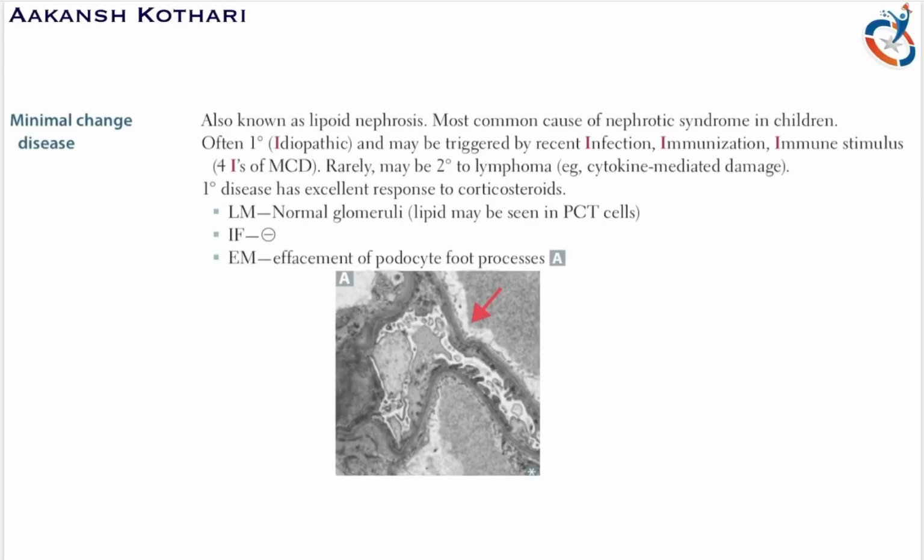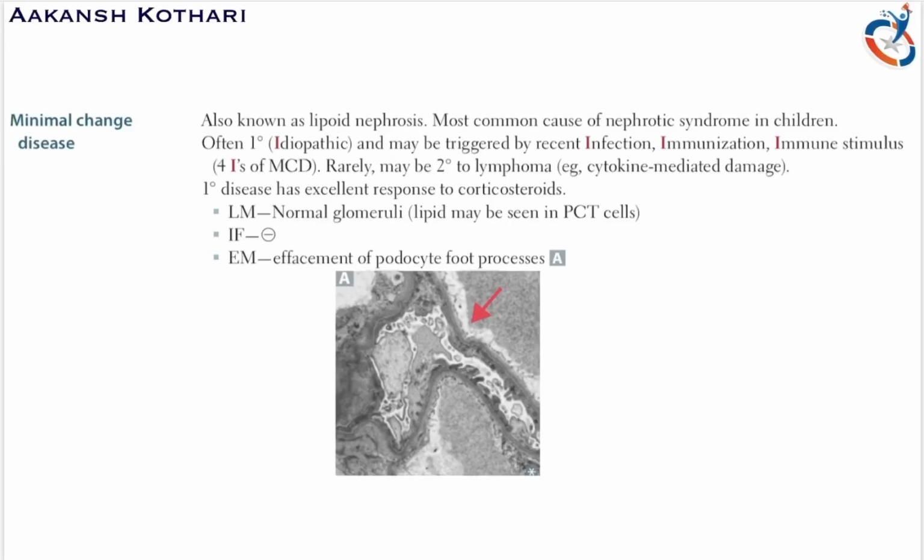So what are the findings of minimal change disease? When we view the glomerulus under light microscopy, LM stands for light microscopy, there is a normal glomerulus with lipids seen in the proximal convoluted tubule. It is caused due to hyperlipidemia or hypercholesterolemia. Immunofluorescence is negative. That means there is no immunoglobulin deposition in the nephron. Hence, there is no immunofluorescence.